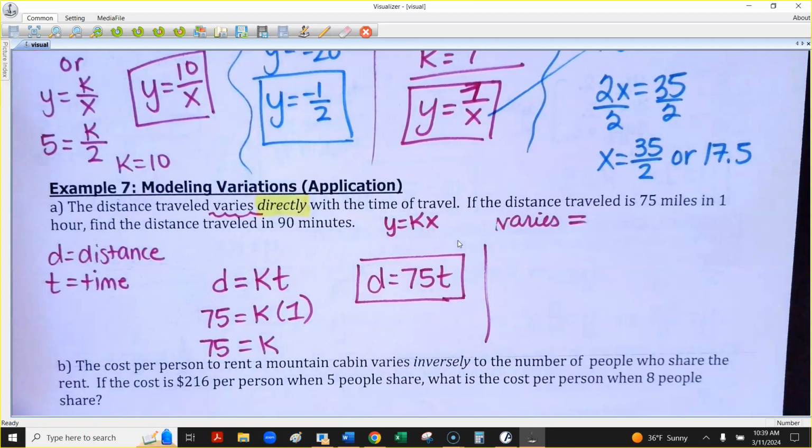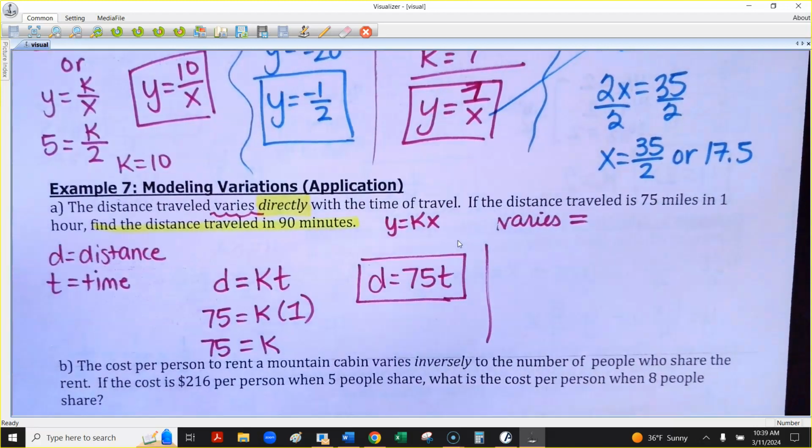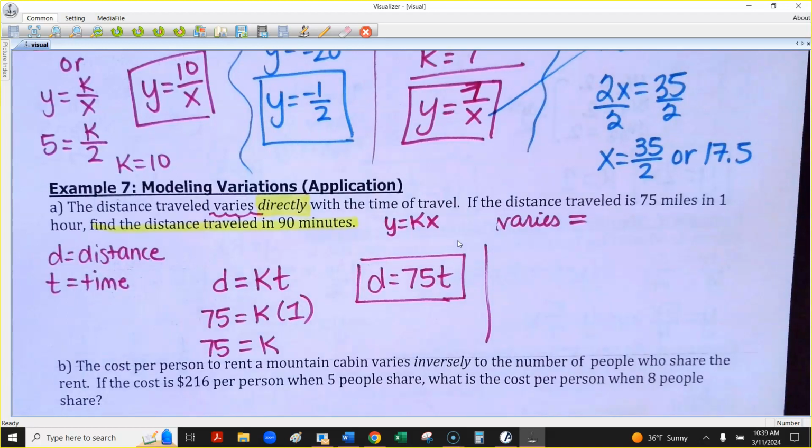Then it's like those problems on the front. It's going to ask you some kind of a secondary question. It says find the distance traveled in 90 minutes. All right, so do I just plug in 90 for the time? Why not?